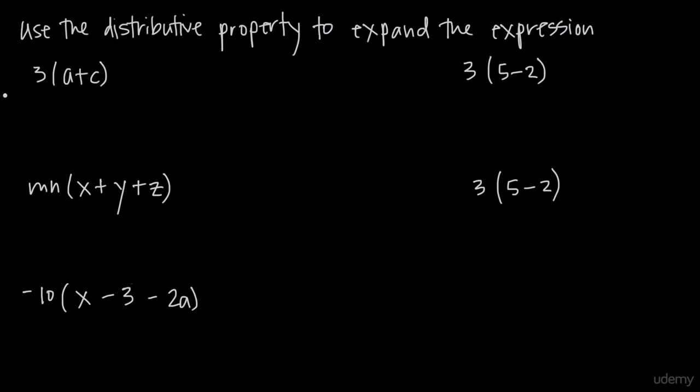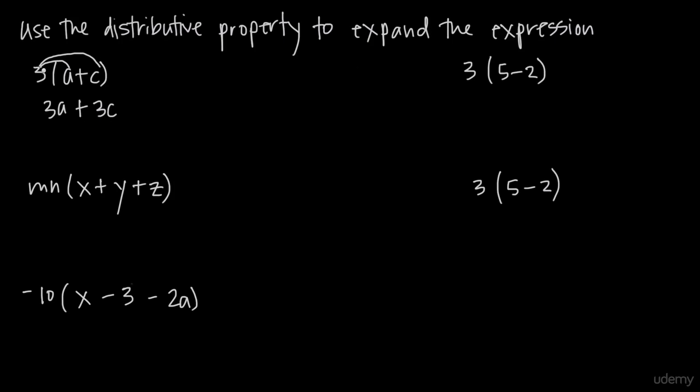So in this first one here, we have 3 times the quantity a plus c. The distributive property tells us that we can distribute the 3 across this quantity a plus c value here. And what we mean by distribute is that we're going to distribute this 3 across the a and the c. So we're going to multiply the 3 by the a, and we're going to get 3a. And we're always going to keep our sign in the middle here, so we're going to get plus, and then we're going to multiply the 3 by the c, and we're going to get 3c. So the distributive property tells us that 3 times the quantity a plus c is 3a plus 3c.